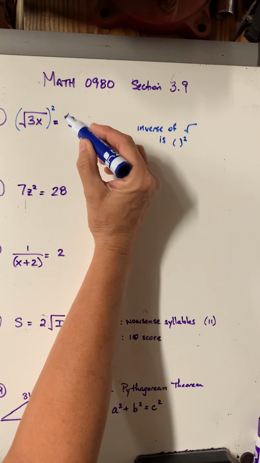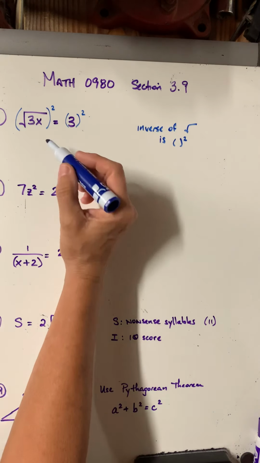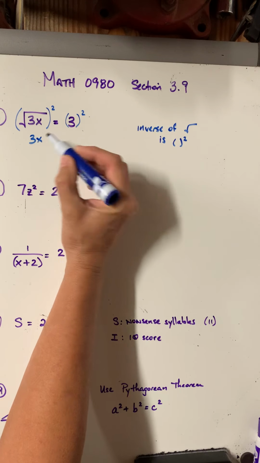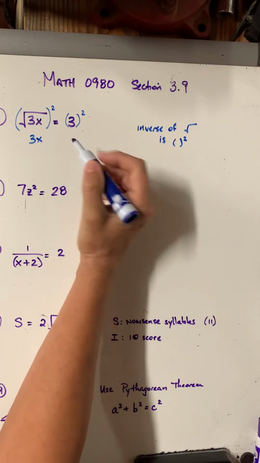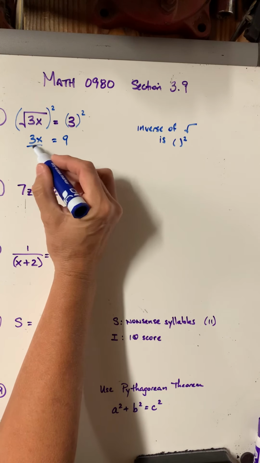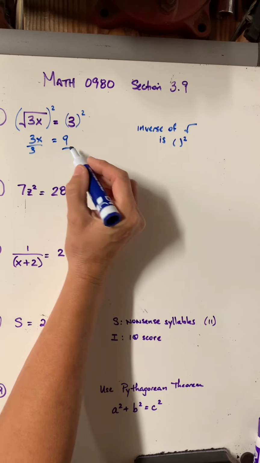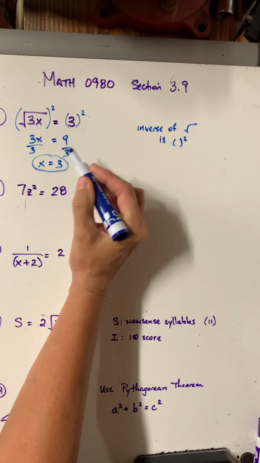If I want to get rid of the square root, then I would square it. But of course, whatever I do to one side, I have to do to the other side because it's an equation. So this becomes just 3x. The square root and the square cancel each other. And this becomes 3 times 3, which is 9. And then I undo the multiplication by division. So x equals 3 is my answer.